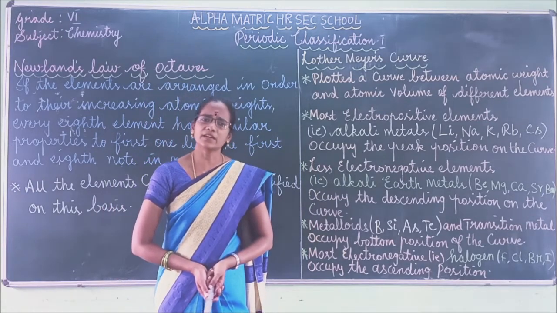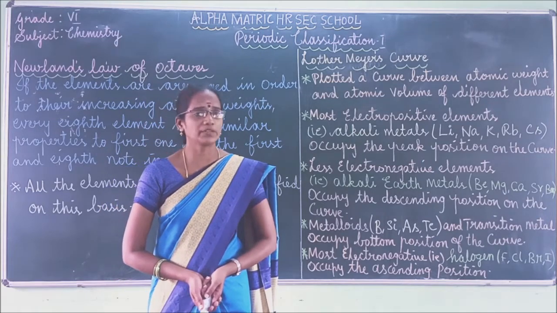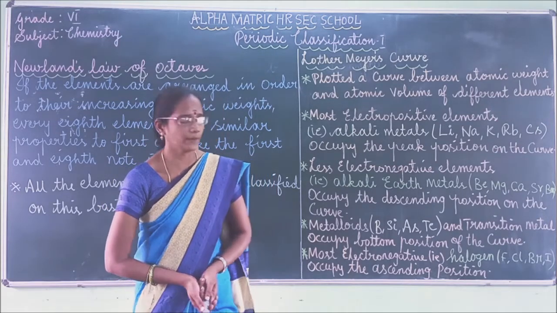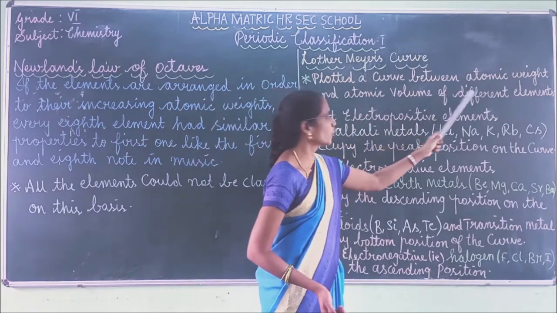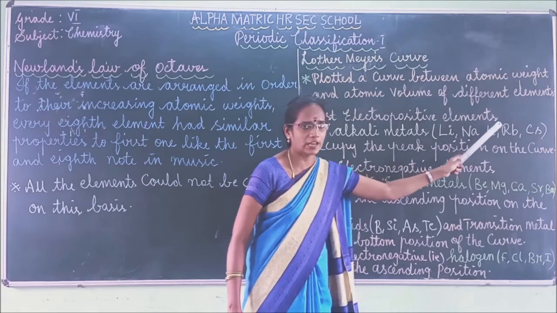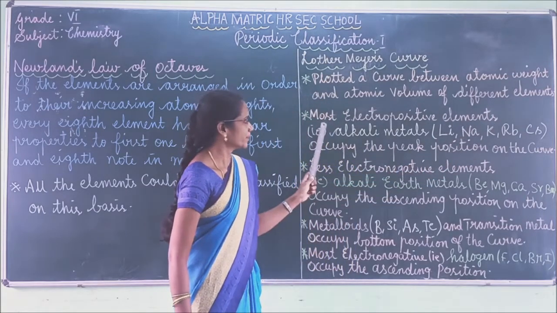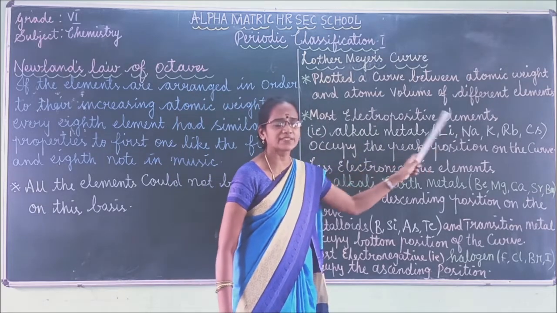He studied the different physical properties of the elements in the periodic table. First, he plotted a curve between atomic weight and atomic volume of different elements. Second thing, he arranged the most electropositive elements.